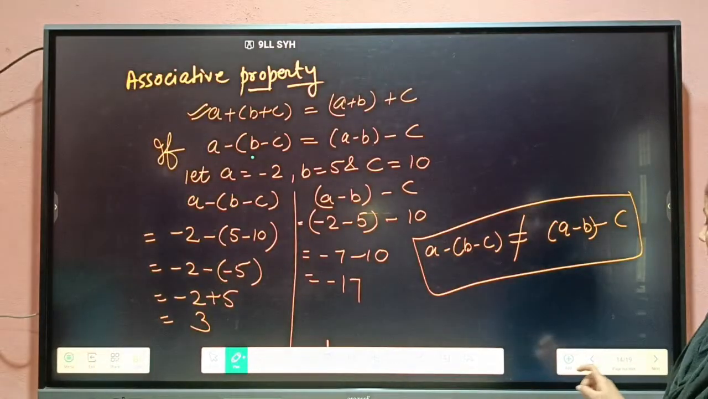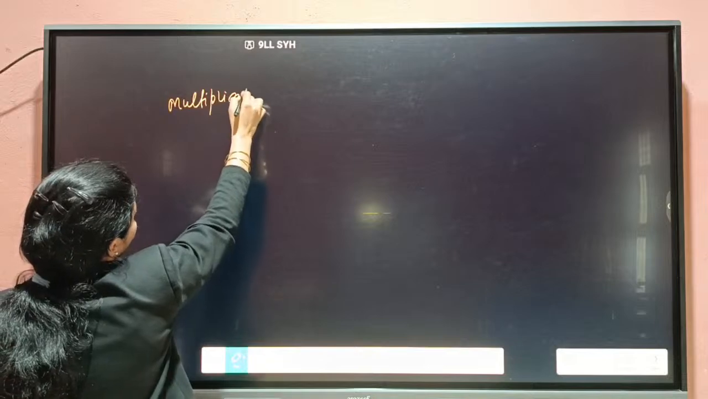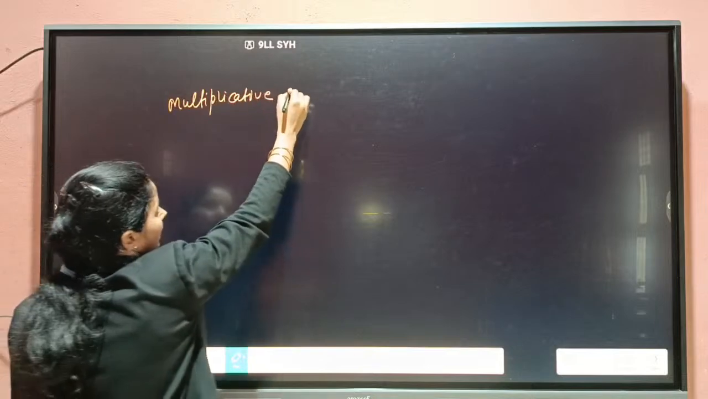So now I want to discuss some properties of multiplication, like multiplicative identity and multiplicative inverses. Like additive identity is there, we also have multiplicative identity.